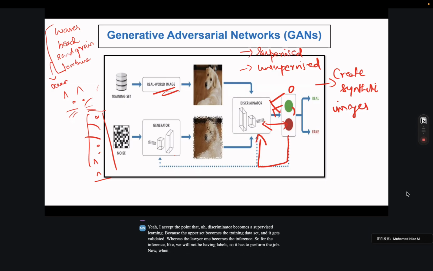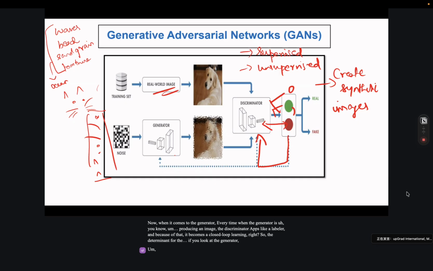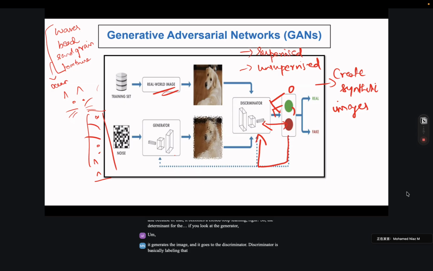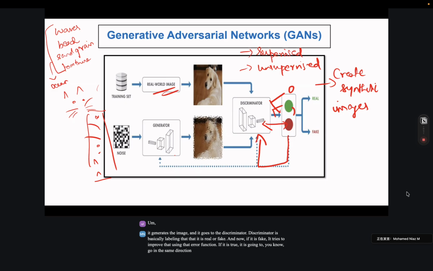Now, when it comes to the generator, every time the generator produces an image, the discriminator acts like a labeler, and because of that, it becomes closed-loop learning, right? The generator generates the image and it goes to the discriminator. The discriminator is basically labeling whether it is real or fake. If it is fake, the generator tries to improve using that error function. If it is real, it goes in the same direction and improves further. So now there is a closed loop for the generator, right?